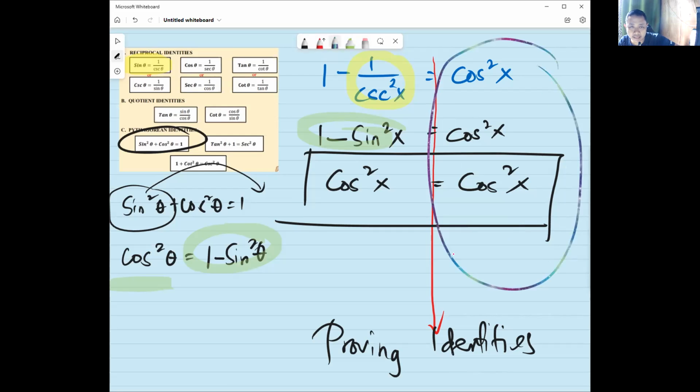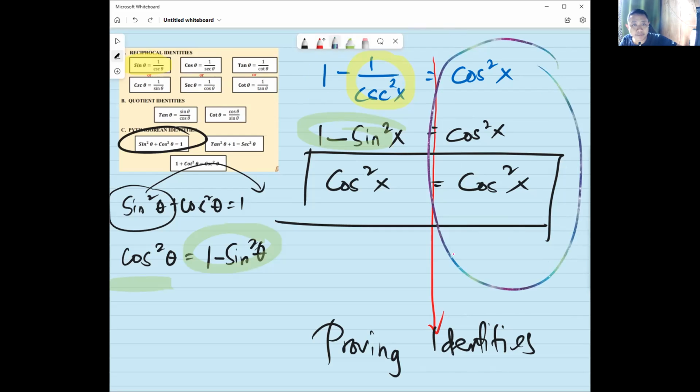pakialam sa mga nasa kabilang side. Pero dapat magiging pareho sila. What do I mean? Bawal mag-transpose from one side to the other when you are proving. Yun ang isang malaking bawal. Remember that. Why? Because you need to prove.